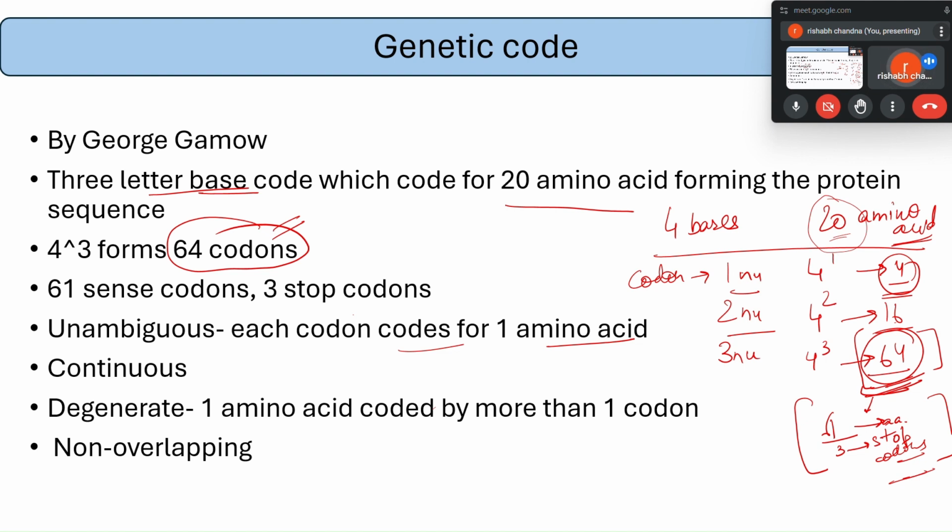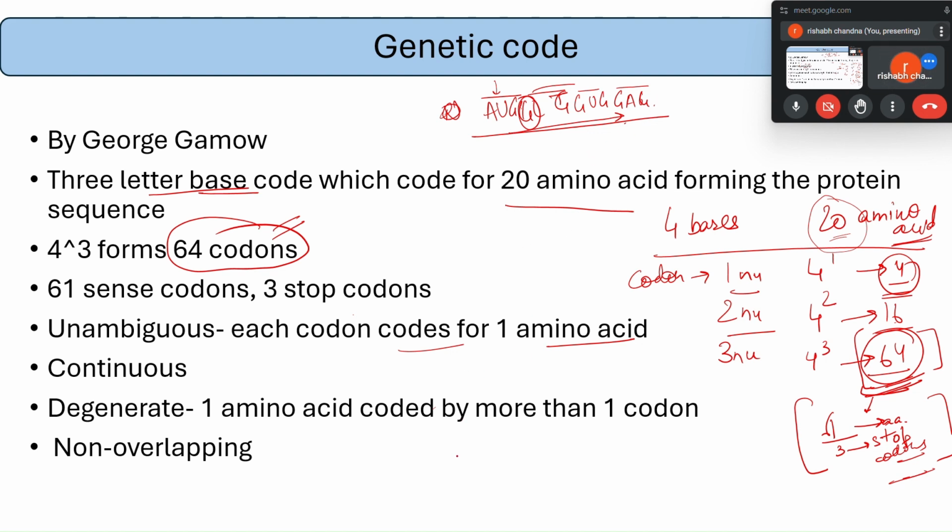Then the sequence of the codon is continuous. For example, if you consider this sequence of the mRNA, here you have one codon, the second one, the third one, and the fourth one. So this has a continuous nature, and it is not disrupted. For example, if one of the codons is this, then the other codon will be this, so there will be a disruption. This is not the case with the codon. So this is continuous in nature.